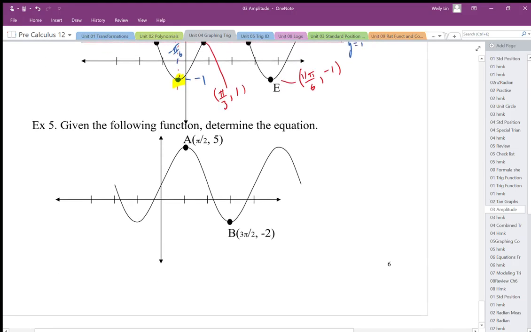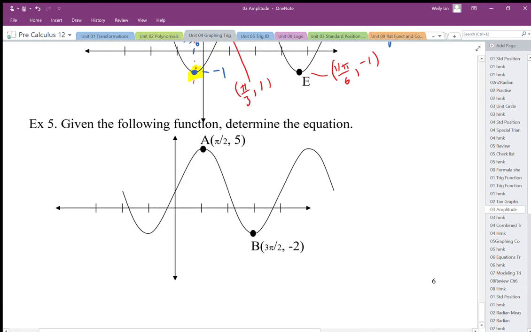The last one here, you've been given two positions, a min and a max, and you're being asked to find the actual equation. Well, quite frankly, with just the min and max we can know what the equation should look like, because as long as we get one quadrant, we should be able to figure out the rest of the graph based on symmetry.